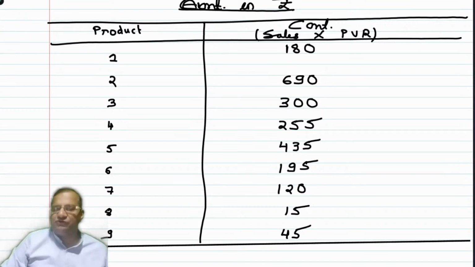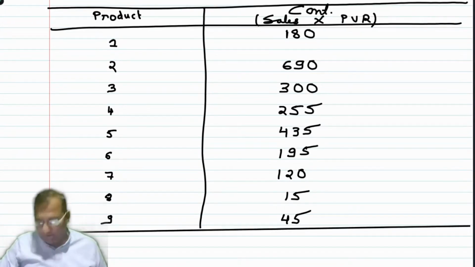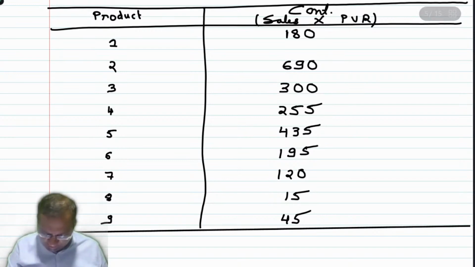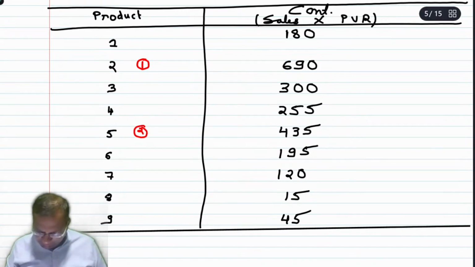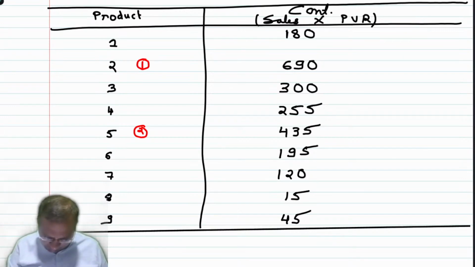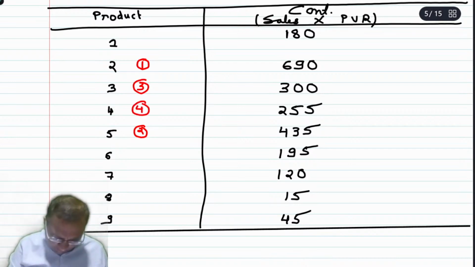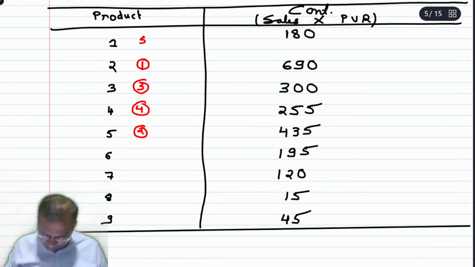Beta, each and every student have find out the contribution in rupee. Okay. Now we can arrange this data in descending order. Now the first product which is having the highest contribution is product number 2. It will appear in the first rank. Then product number 5 will appear in the second rank. Then please tell me, beta, 3 and read. Product number 3 will appear in the third rank. Then product number 4.